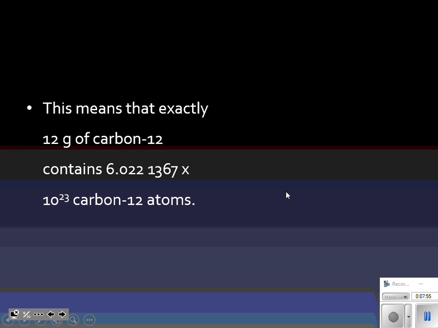What does this mean? Well, we stated that 1 mole of carbon-12 was 12 grams. That means that if I have 1 mole of carbon, I have 6.0221367 times 10 to the 23rd atoms of carbon. So that is a lot of carbon atoms, ladies and gentlemen. A lot of carbon atoms in 1 mole.